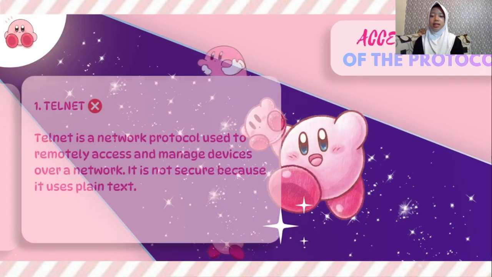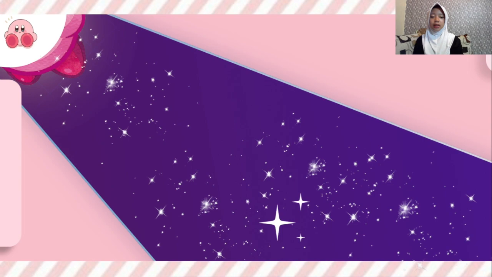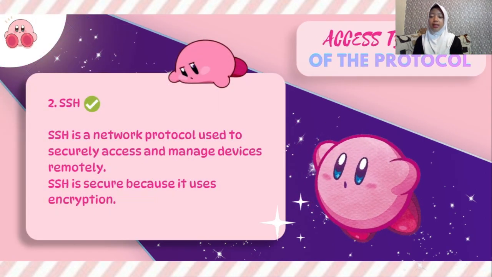Let's discuss the types. The first is Telnet. Telnet is a network protocol used to remotely access and manage devices over a network. It is not secure because it uses plain text. The second is SSH. SSH is a network protocol used to securely access and manage devices remotely. SSH is secure because it uses encryption.